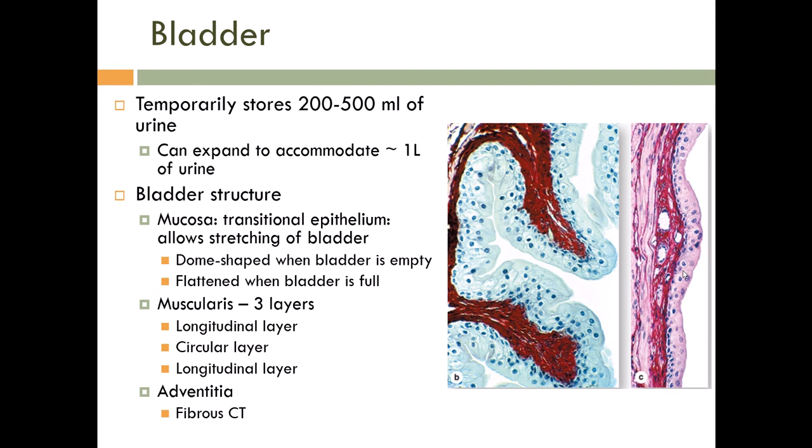The bladder itself is very muscular. It does actually have an extra layer of muscle, so it has an inner longitudinal layer, a middle circular layer, and then another longitudinal layer. Very, very muscular organ. And then, like the ureters, some fibrous connective tissue in the adventitia to hold it all and surround it and give it a little support and structure.